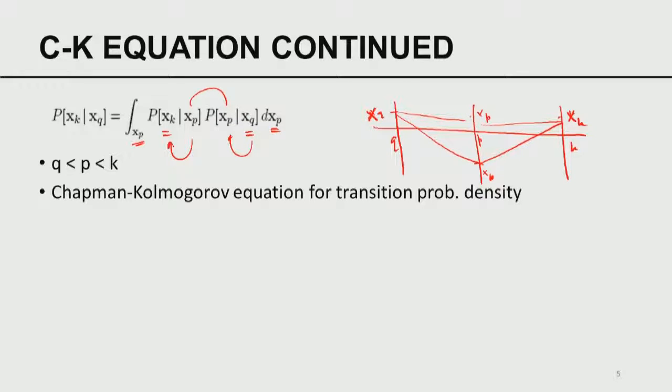I can break this p to be many things. So I can go from q to q plus 1, and then q plus 1 to k. That is a possibility. In this case, p is equal to q plus 1. I can also split it like q to k minus 1 to k.